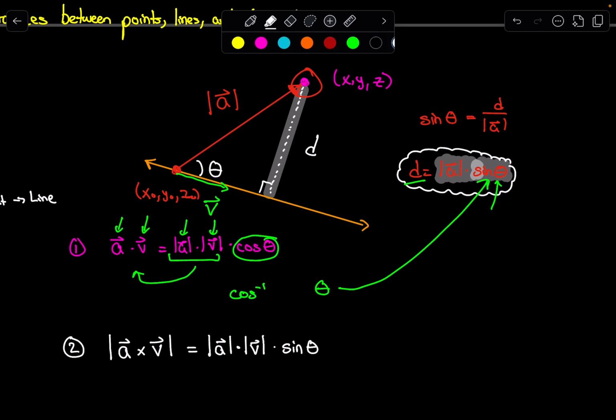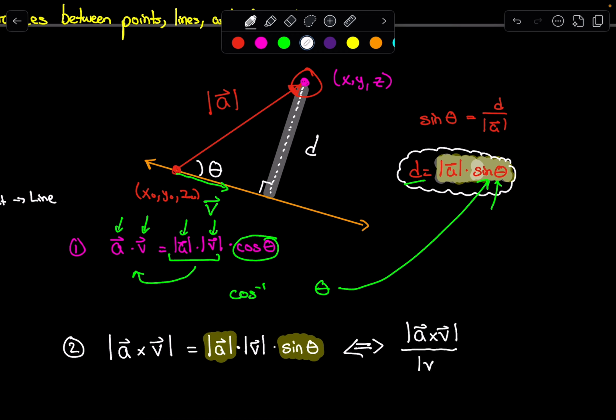If you're patient for a second, why am I showing you this? Because the magnitude of A sine theta is what D equals. That's what we're solving for. So we take this and rearrange it. If we find the magnitude of the cross product of A and V and divide it by the magnitude of V, we're going to get the magnitude of A times sine theta, which is the distance d that we are looking for.